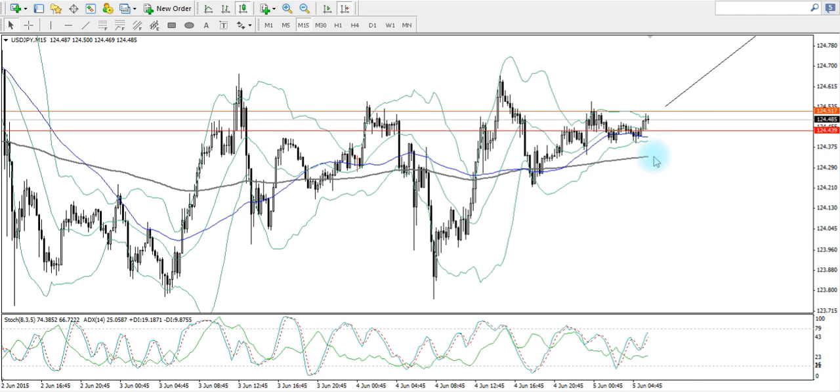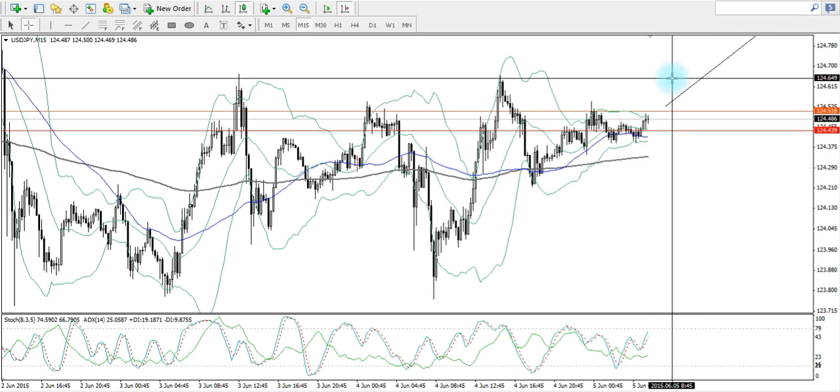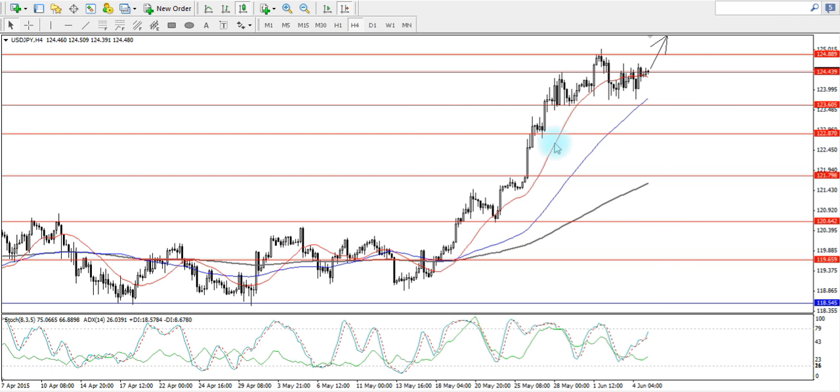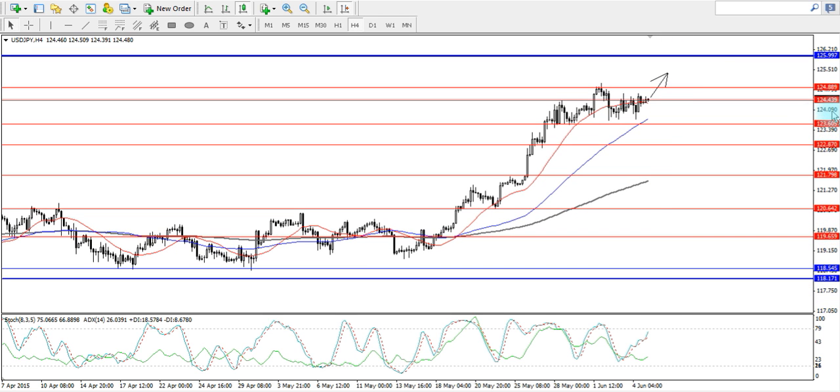Alright, and if you were to long at the price, first level will be at 124.64. Alright, followed by the previous high right here, 124.88, and all the way we are expecting price to hit the final exhaustion level at the price of 125.99, or rather 126.00. Alright, so that's for dollar against Japanese yen.